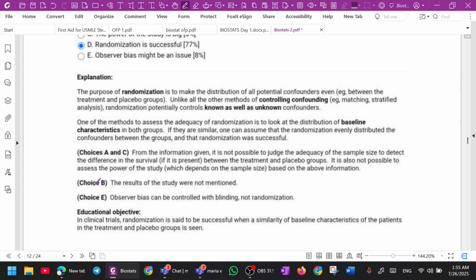The purpose of randomization is to make the distribution of all potential confounders even between the treatment and the placebo group. Unlike all other methods of controlling confounding, matching and stratified analysis, randomization potentially controls for unknown confounders as well. One of the methods to assess the adequacy of randomization is to look at the distribution of the baseline characteristics in both groups. If they are similar, one can assume that the randomization evenly distributed the confounders between the groups and the randomization was successful.